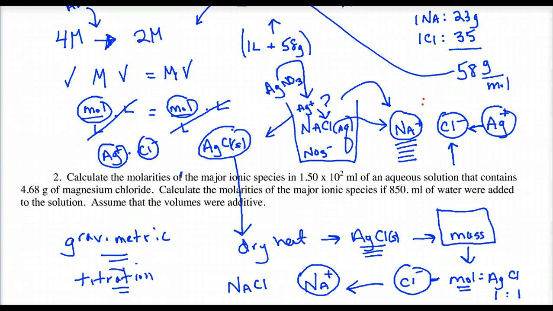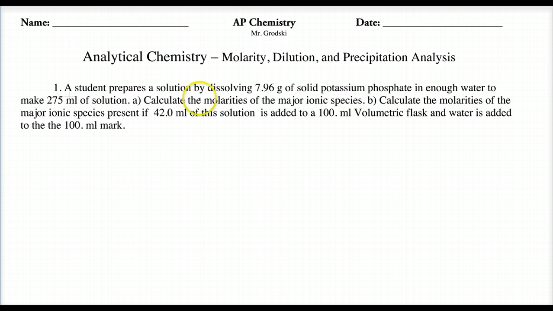Let's clear this all up. Maybe that is not going to work. I think this one will. Okay, so back to the problem here. So here's some beginning problems with molarity. A student prepares a solution by dissolving 7.96 grams of sodium phosphate in enough water to make a 275 milliliter solution. Calculate the molarities of the major ionic species.